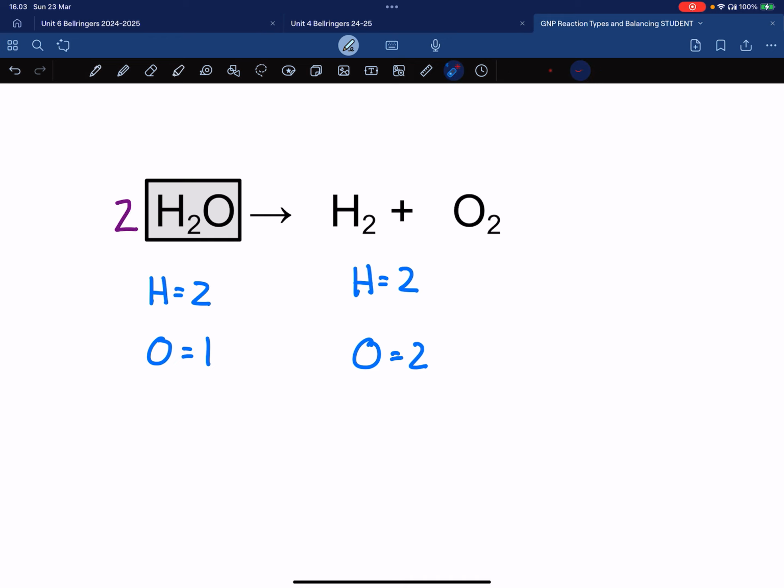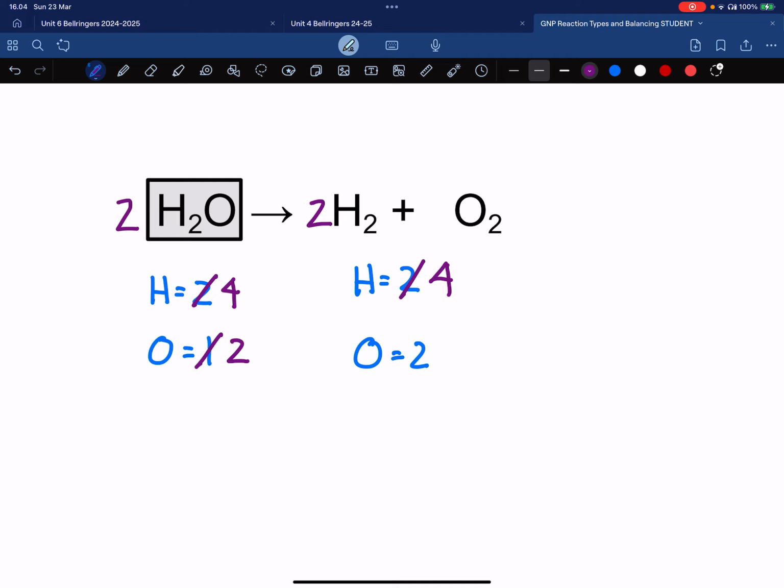But that goes with everything, right? So this 2 times that 2 is going to give me 4 hydrogens. 2 times 1, 2 oxygens. Now I've got 4 hydrogens on one side, 2 on the other. So I'm going to have to put a 2 there. That brings me to 4. And now I'm balanced.